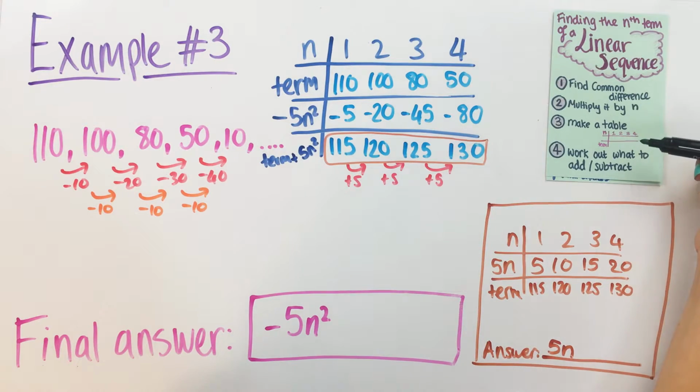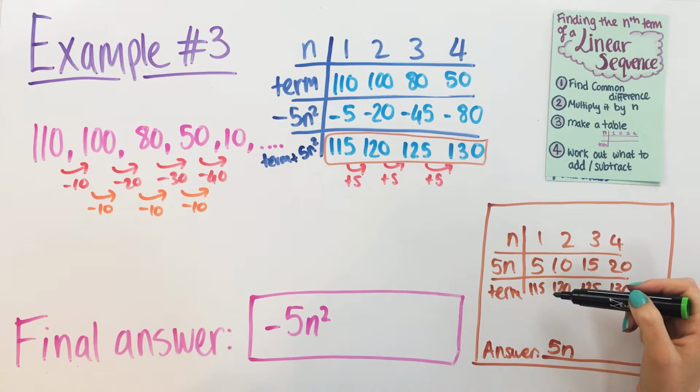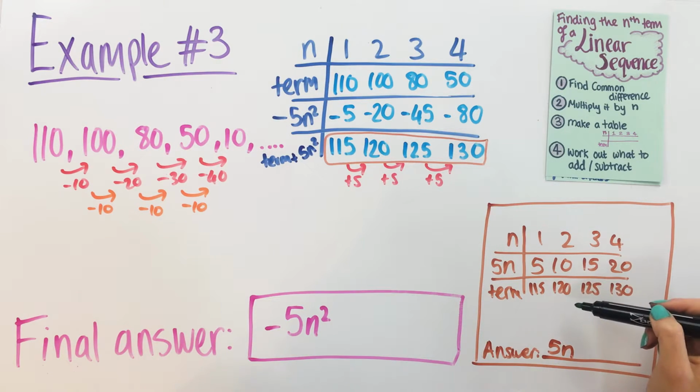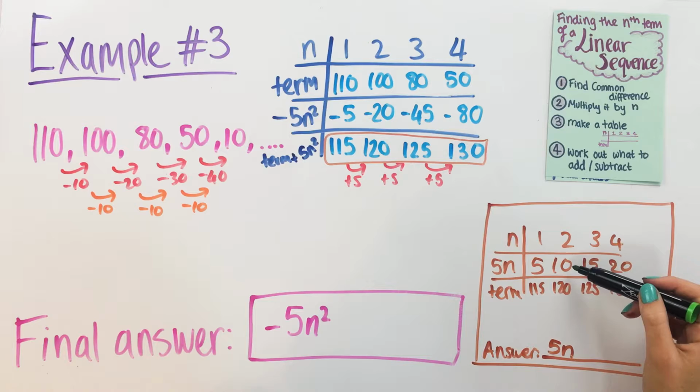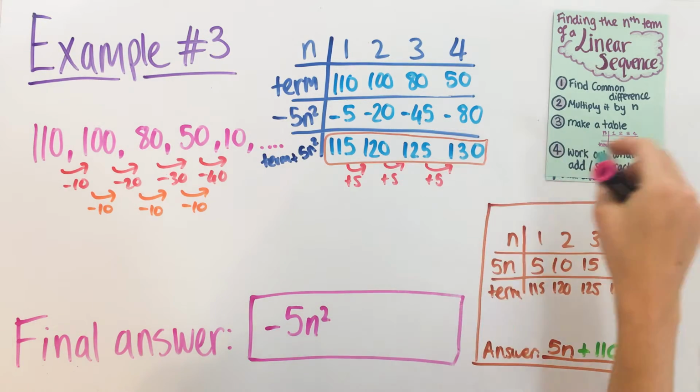So we've done steps 1 to 3. We now work out what to add and subtract for step 4. So to get from 5 to 115, you add 110. To get from 10 to 120, you add 110. And hopefully you can see that for all of these, you add 110 to get from the second row to the third row. So we can fill this in here next to our current answer. So we've found the nth term of our linear sequence.